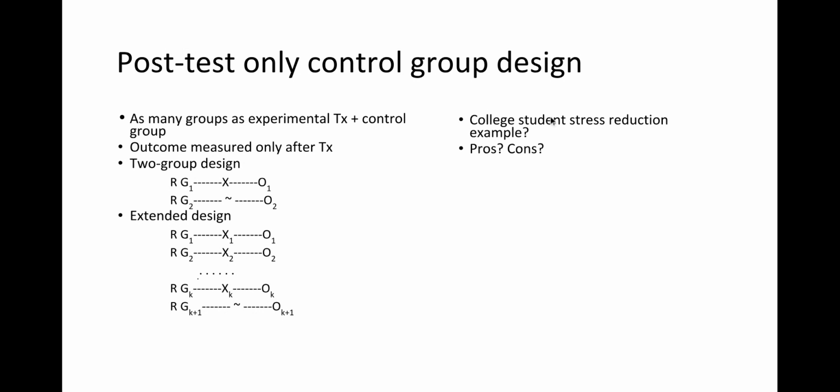Post-test design is what? If you randomly assign students to different types of stress reduction methods, the good thing about random assignment is what? You only have one observation. After the intervention is done, you measure it. But what is the con? What are the concerns about this one? You failed to measure preconditions, right?